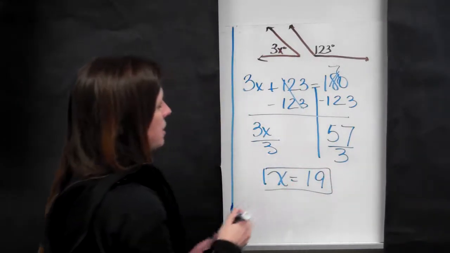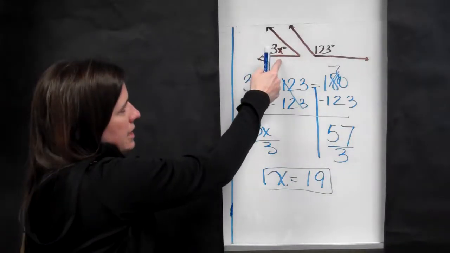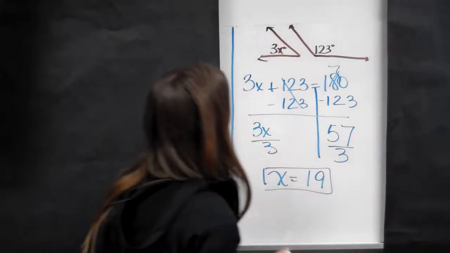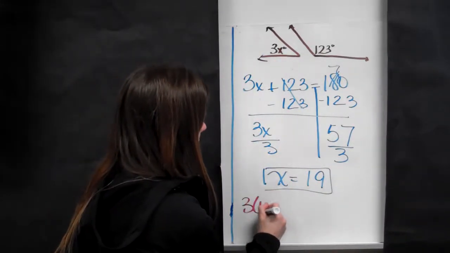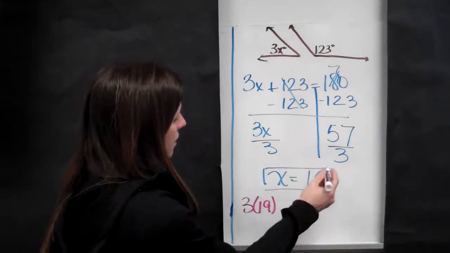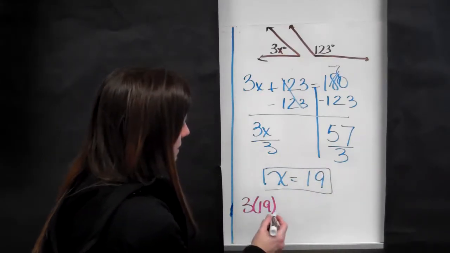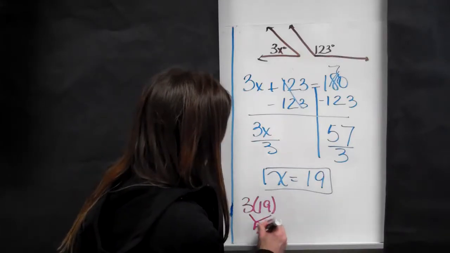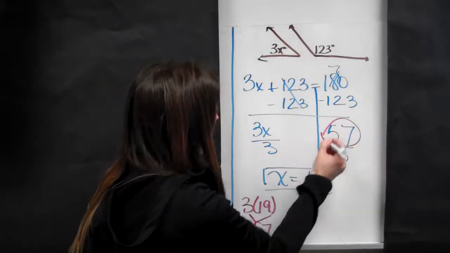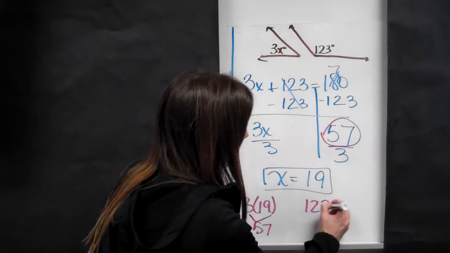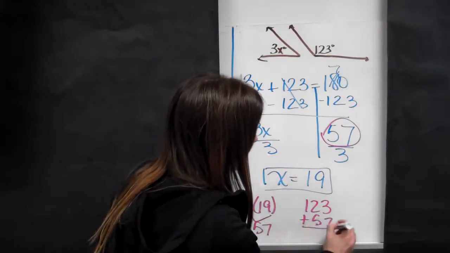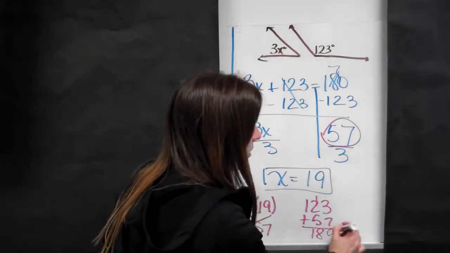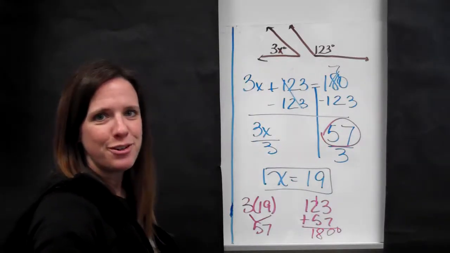To make sure that we've done that correctly, we'll go ahead and put 19 in for x up here. So 3 times 19, and then we have 123 over there. 3 times 19 is 57. We go back to our work here, okay? And then if we took 123 plus 57, that would indeed equal 180. So we solved it correctly.